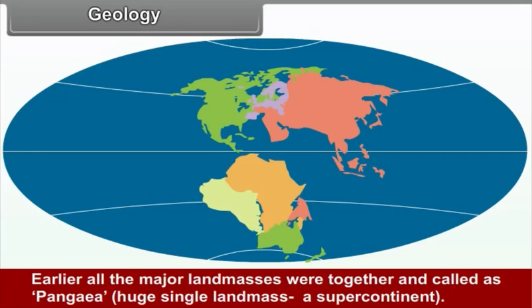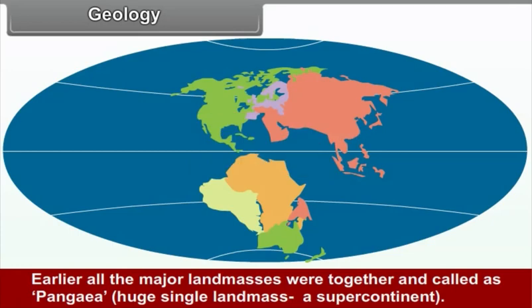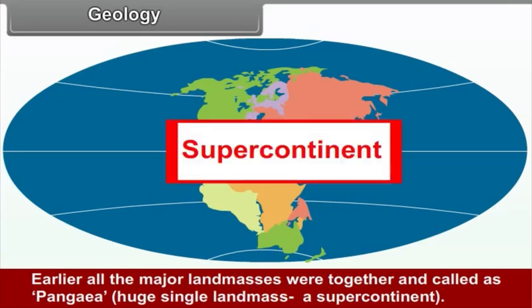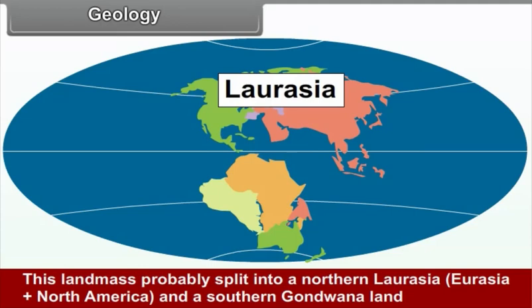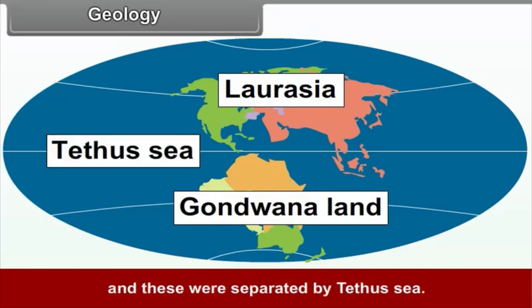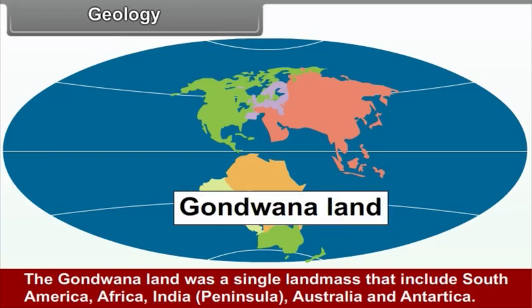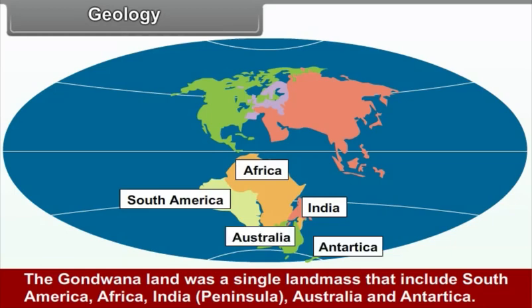Earlier, all the major land masses were together called the Pangaea, a huge single landmass, a supercontinent. The landmass probably split into a northern Laurasia, Eurasia plus North America, and a southern Gondwanaland, and these were separated by the Tethys Sea. Gondwanaland was a single landmass that included South America, Africa, India, Australia, and Antarctica.